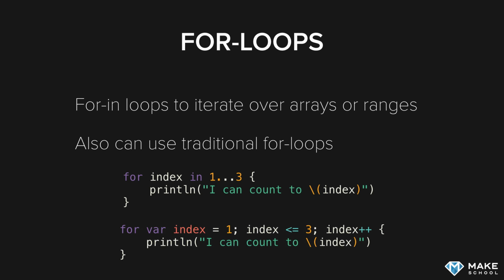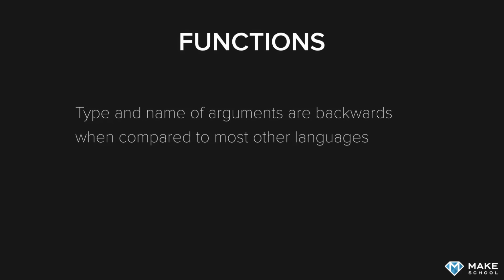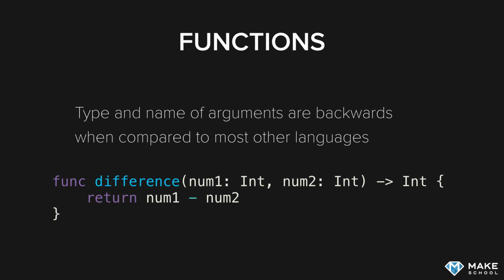When talking about functions in Swift, the main thing to point out is the type and name of arguments are backwards when compared to most other languages. The name of the argument comes before the type. So, in this example, we are declaring a function named difference that has 2 arguments. The first one with a name of num1 of type integer, the second with a name of num2 and type integer, and then it returns an integer. We know it returns an integer because there's a little rocket (->) and then Int.